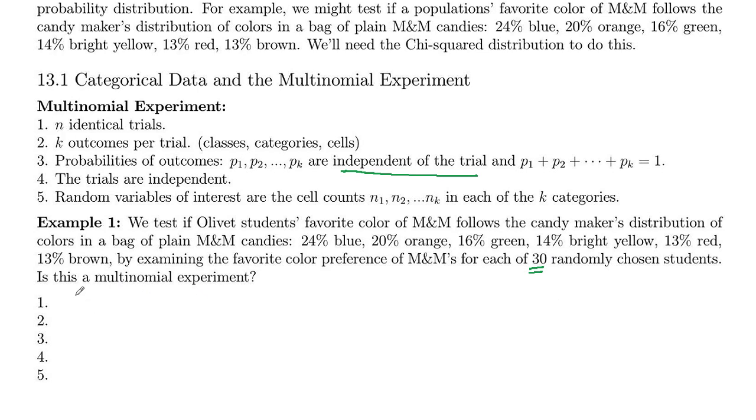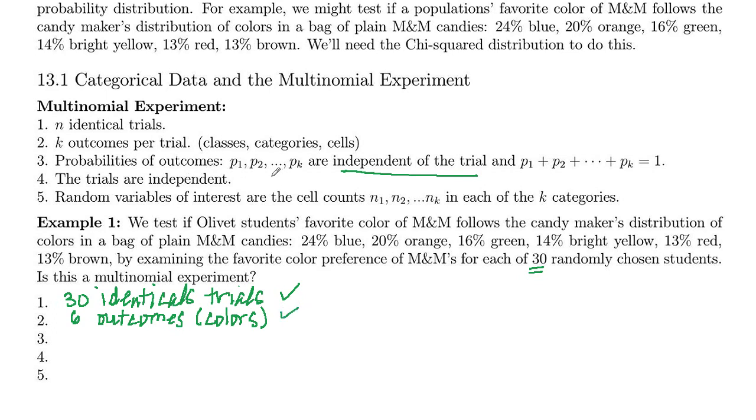So do we have n identical trials? Yes, n will be 30. So 30 identical trials, that is 30 identical instructions given to the different students to choose their favorite colors of M&Ms. So that one checks out. K outcomes per trial. So the colors of M&Ms, we've got blue, orange, green, yellow, red, brown. There are only 6 colors. So there are 6 outcomes or colors per trial, so that checks out.